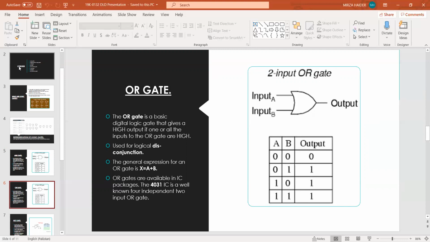If we look at the image, we can see the representation of the OR gate and its truth table. By observing the truth table, we can see that if even one of its inputs is high or 1, the output will always be high. But to get a low output, you need to have both of its inputs at low or 0.